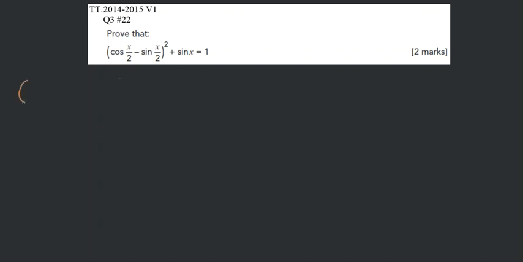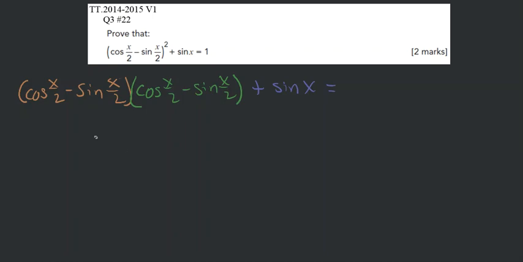So, we're going to write cosine of x over 2 minus sine of x over 2, and we're going to multiply that by itself because it's squared. So cosine x over 2 minus sine of x over 2. So we're going to multiply those two together in just a moment. And then we have plus sine x equals 1. So now let's go ahead and do this expansion here.